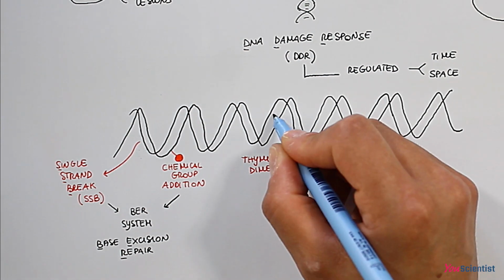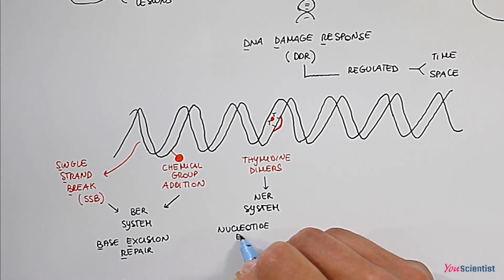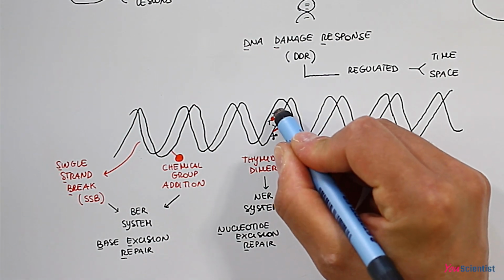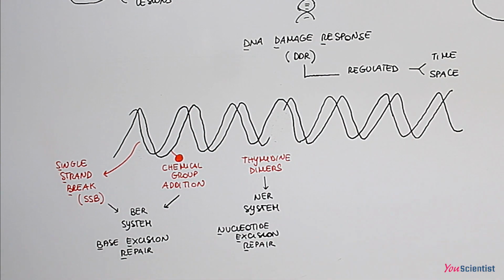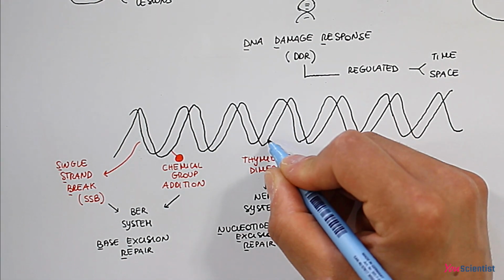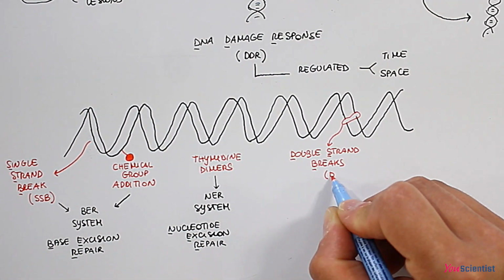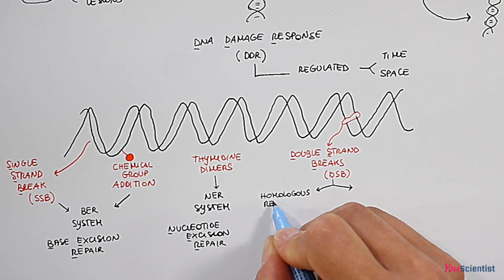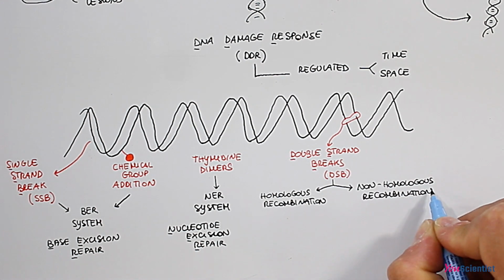Thymidine dimers induced by UV rays are repaired by another system called NER, nucleotide excision repair. This system senses distortions of the DNA helix, removes the damaged portion, and substitutes it with a new one. When double-strand breaks occur, the cell repairs the damage using mechanisms of homologous or non-homologous recombination, depending on the specific phase of the cell cycle.